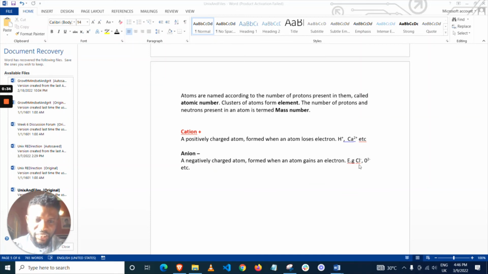As you can see, this is the symbol for chlorine, but you're seeing chlorine minus, meaning chlorine has gained an extra electron. And this is oxygen. Okay, you're seeing oxygen 2 minus, meaning oxygen has gained 2 extra electrons. Okay, so we have 2 electrons more than the number of protons present. Here in chlorine, we have 1 electron more than the number of protons present. In the cations, we have 1 proton more than electrons.